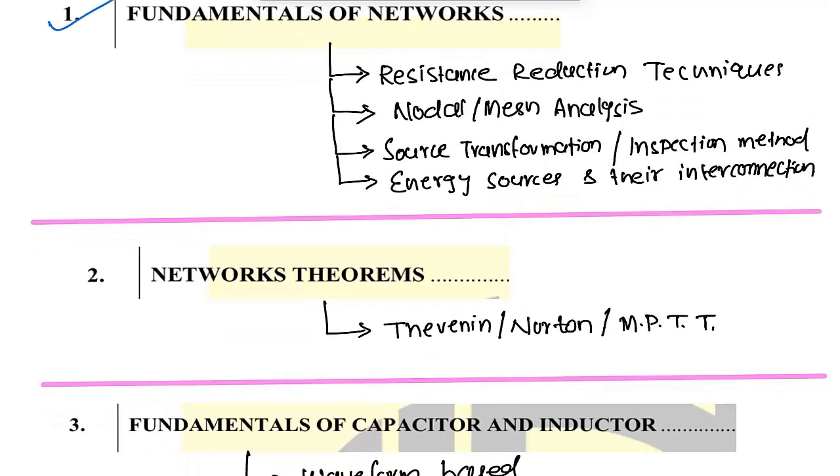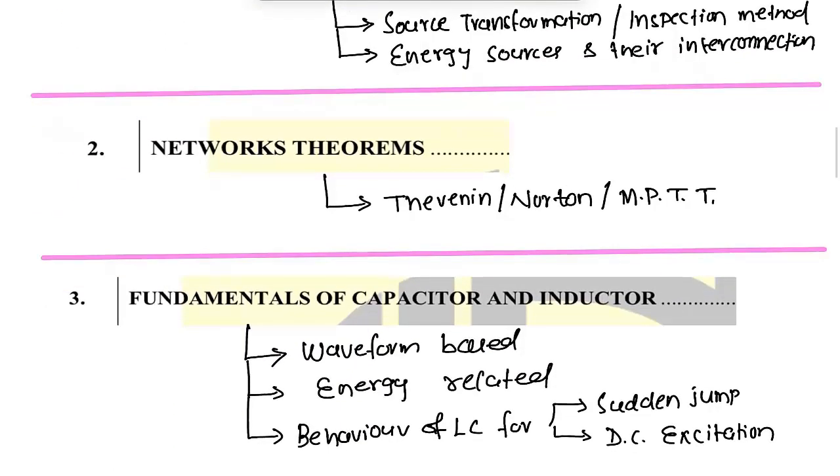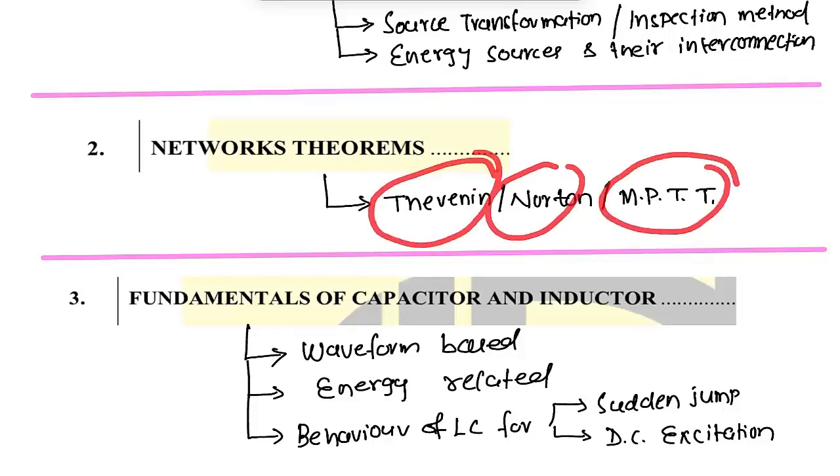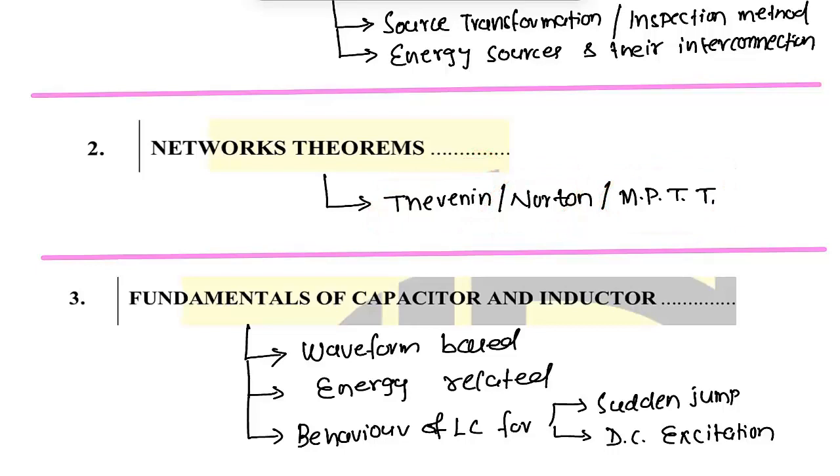Coming to chapter number 2, network theorems. In network theorems, students, generally 3 theorems are where we get the questions. One is the Thevenin theorem, the Norton theorem, and the maximum power transfer theorem. Superposition theorem is also there, but questions from superposition theorem are relatively pretty less. And Thevenin theorem and Norton theorem are very much interlinked. Using source transformation, Thevenin model can be obtained from Norton and vice versa.